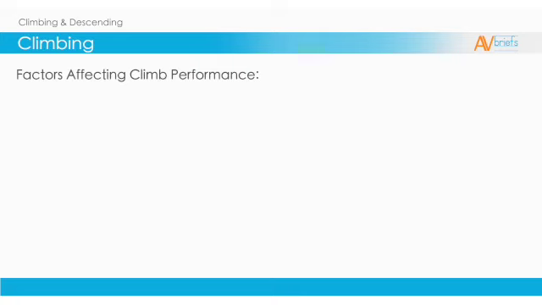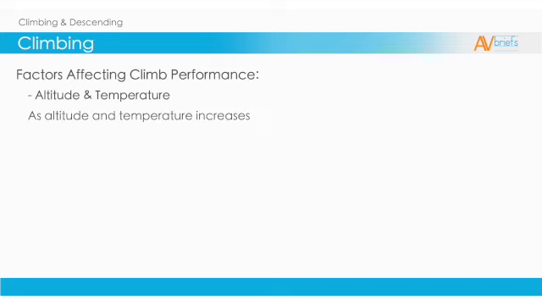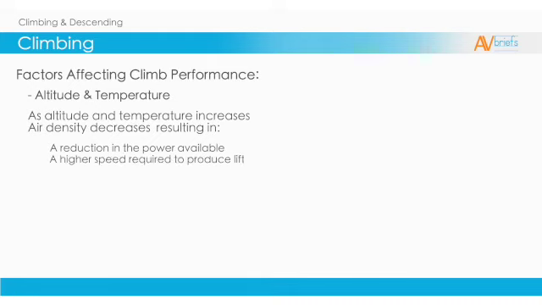There are factors which affect climb performance. Depending on how much they vary, this can have a major impact on climb performance. Altitude and temperature: as altitude and temperature increase, air density decreases, resulting in a reduction in the power available, and a higher speed required to produce lift.